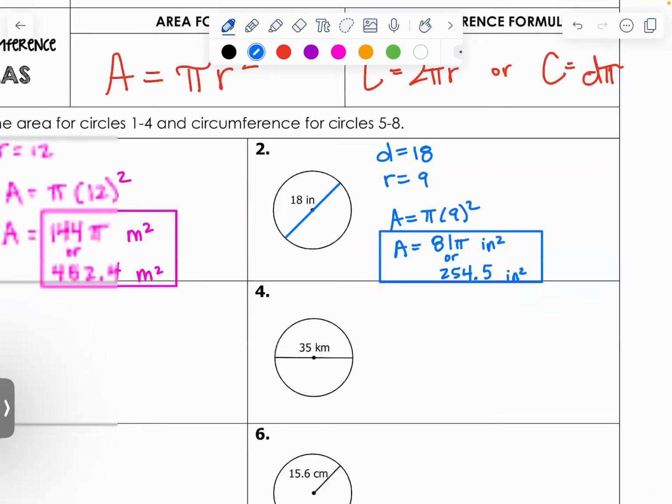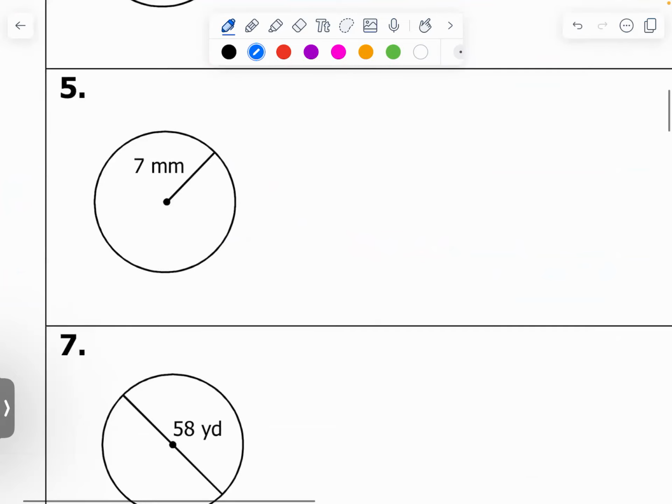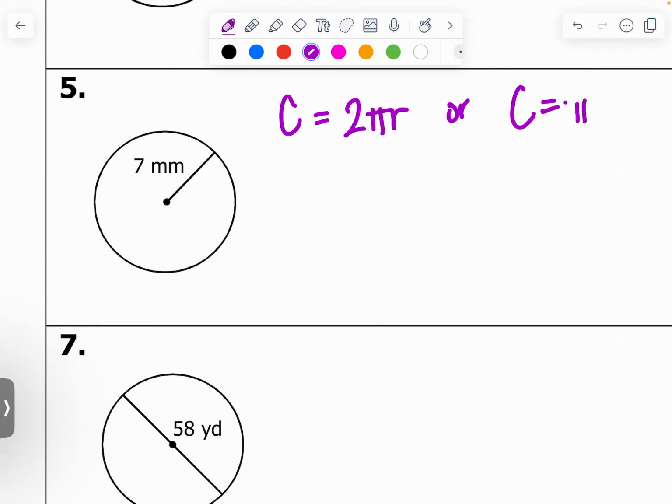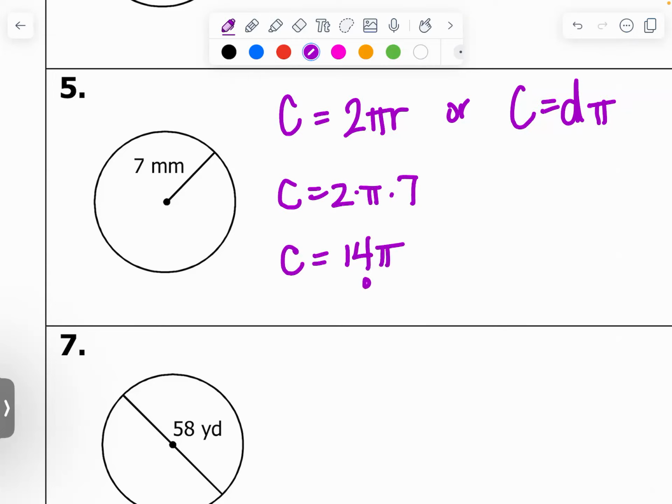Okay, now let's go to number 5. Number 5, we're going to talk about circumference. Circumference is 2 pi r, or circumference is diameter times pi. Okay, what do they give us here? Radius or diameter? Radius. So we're going to take 2 times pi times 7. So our circumference is 14 pi, or what is 14 times pi?